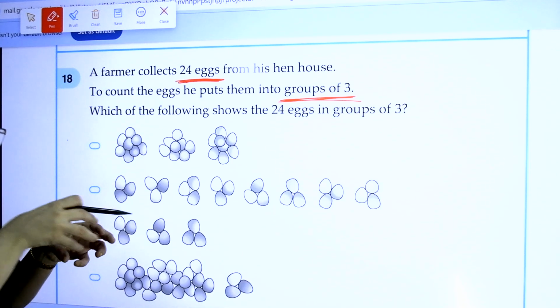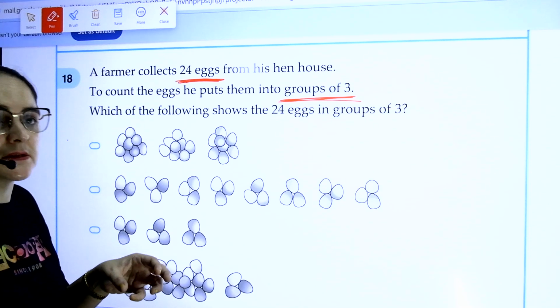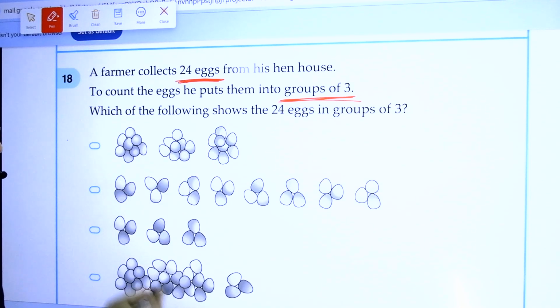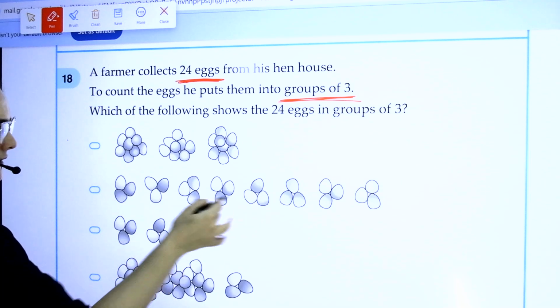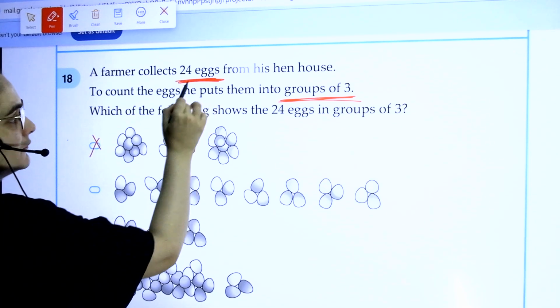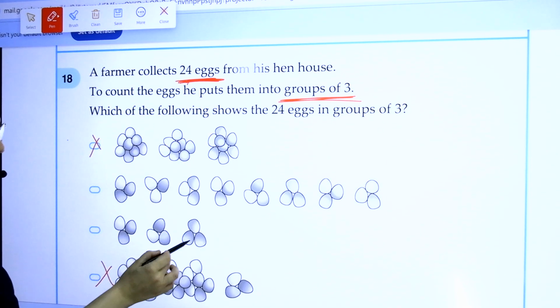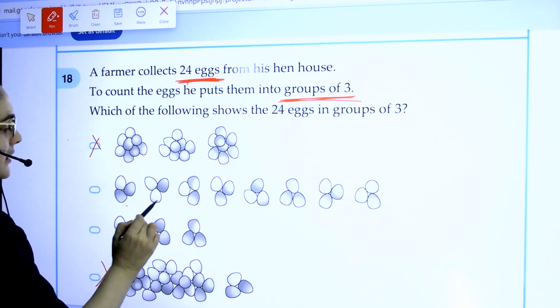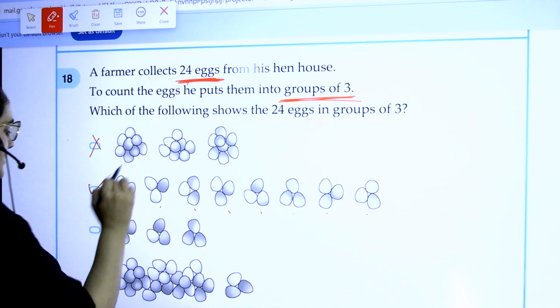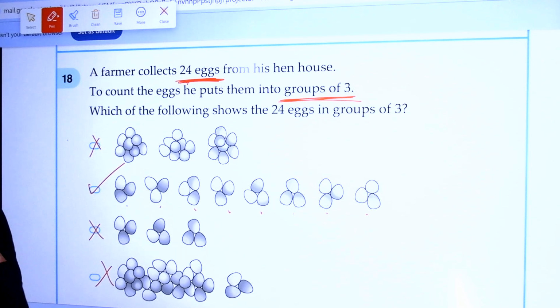So he's counting the eggs in 3 plus 3 plus 3 plus 3. That's what it means. To count the eggs, he puts them into groups. So which one is making groups of 3? This is not a group of 3. This is a group of 3. This is also a group of 3. This can't be. But it has to be 24 altogether. 3 plus 3 plus 3, 3, 6, 9, this can't be. This has to be 3, 6, 9, 12, 15, 18, 21, 24. So he is counting the eggs in groups of 3 and it is 24. I hope this point is clear. So this finishes question 18.